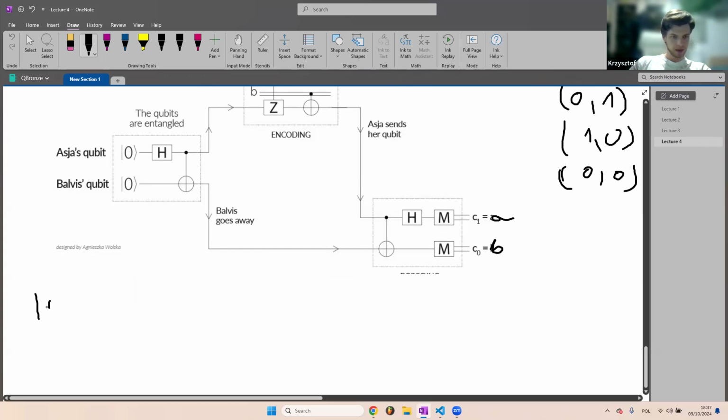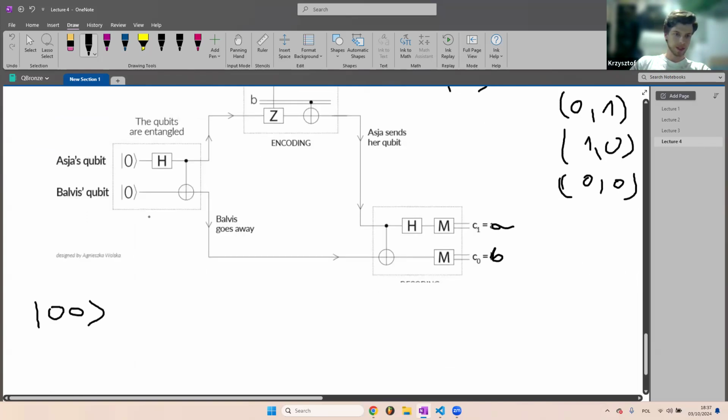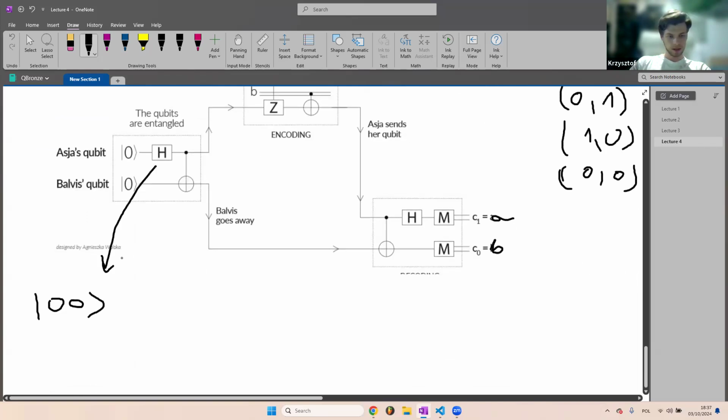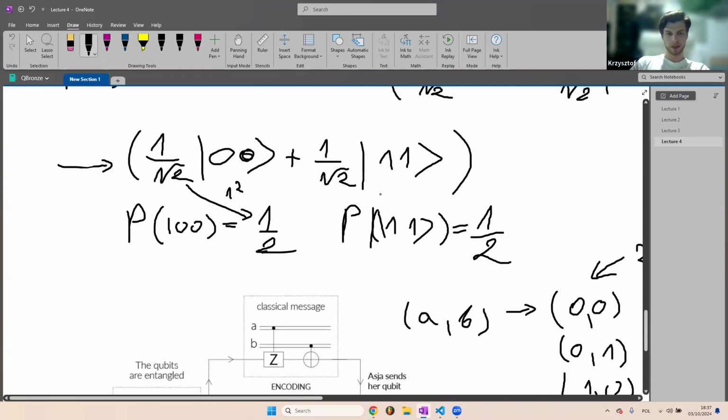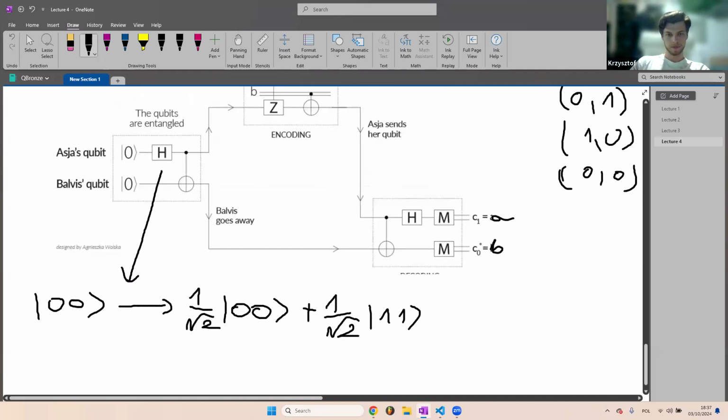We start with 0, 0, and we know now that after the entanglement, after those 2 gates, we end up with the state 1 over square root of 2 times 0, 0, plus 1 over square root of 2 times 1, 1. Yes, we already calculated this before.